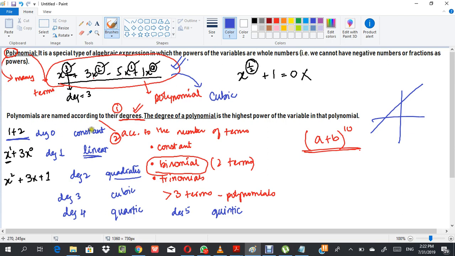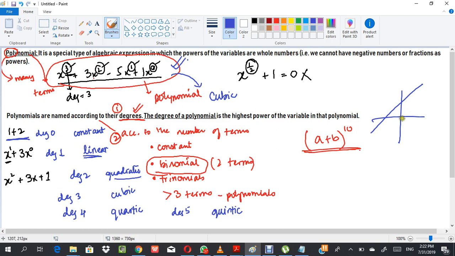And we discussed that if it is a degree 0 polynomial, it's called a constant. For degree 1, it's referred to as a linear polynomial. Degree 2 polynomials are called quadratic polynomials. Degree 3 polynomials are cubic, followed by quartic and quintic polynomials for degrees 4 and 5 respectively. Right, so we are done with the basic concepts of polynomials.